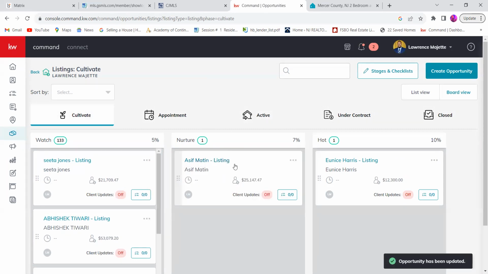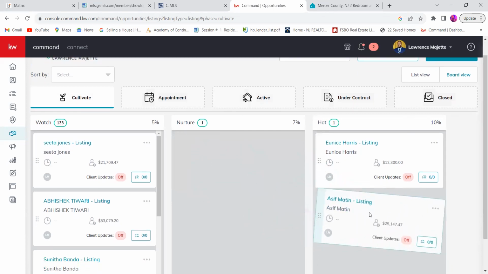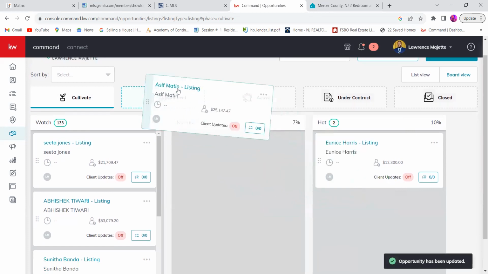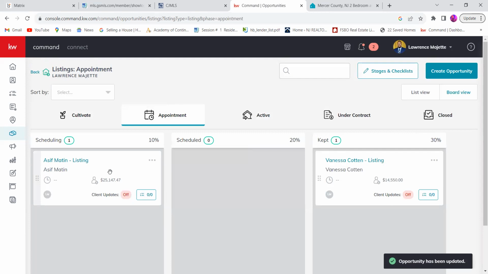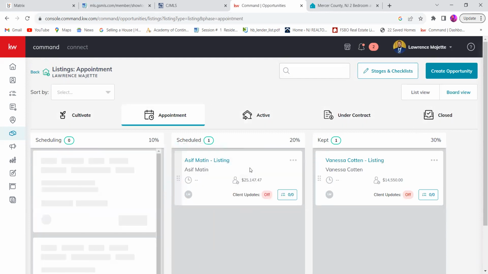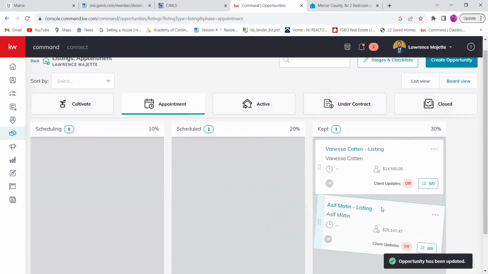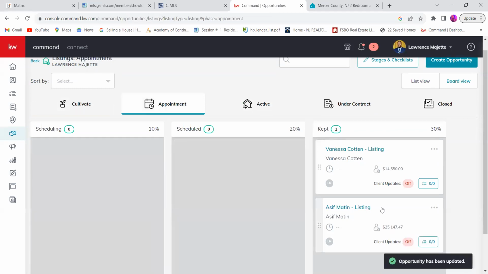Once they're ready, let's say they call you and say, hey, would you come by for a listing agreement? Then you would move them over to hot. Then you would move them up to appointment. And then you can move over and say, oh, we scheduled it. Okay, now it's scheduled. We kept the appointment, right? This is going to help you keep track of your contacts and what phase of the opportunity that you're in.